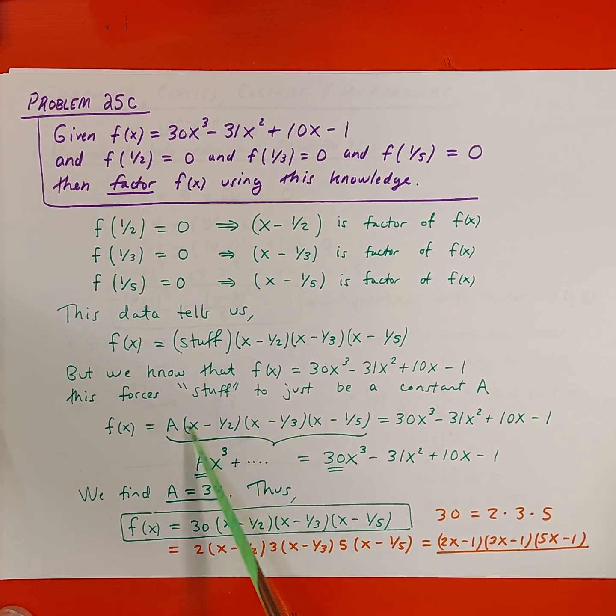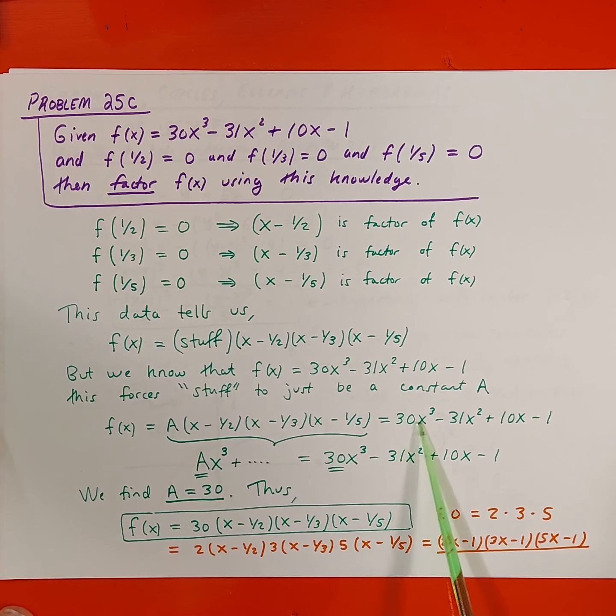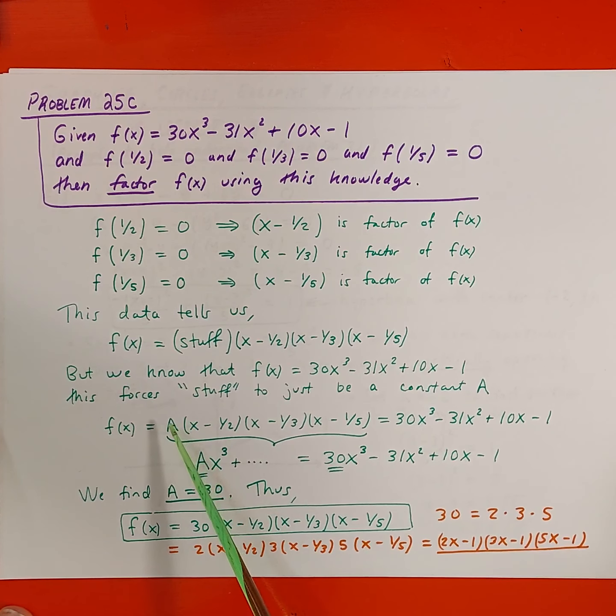But on the other hand, we know when we multiply this stuff out, we get 30x cubed and so forth, right? So if I just focus my attention on the highest order term, a times x times x times x, that's got to give me the 30x cubed. I have to have ax cubed equal to 30x cubed to make those coefficients match. That forces me to put a equal to 30, which then means that we have 30 times this factor. There we go, we factored the polynomial.